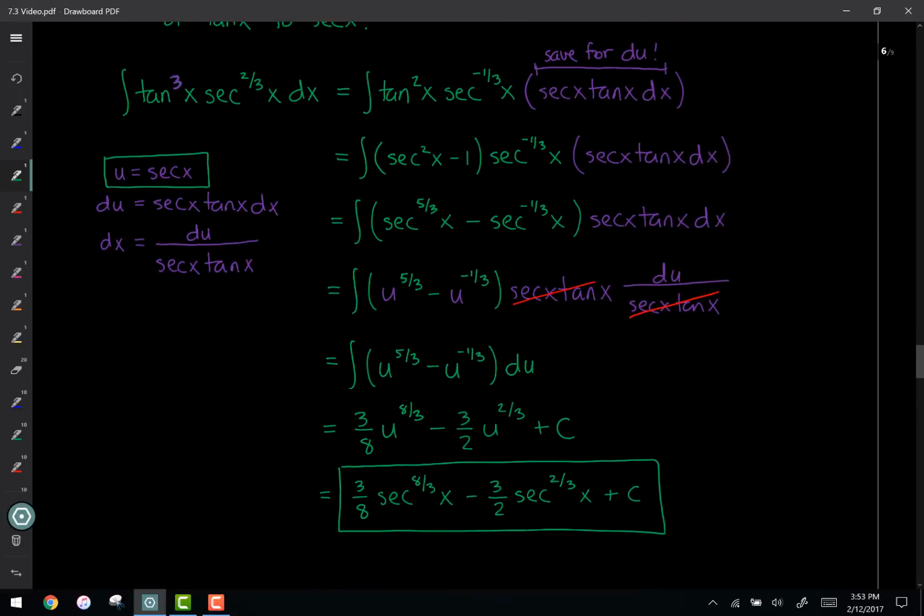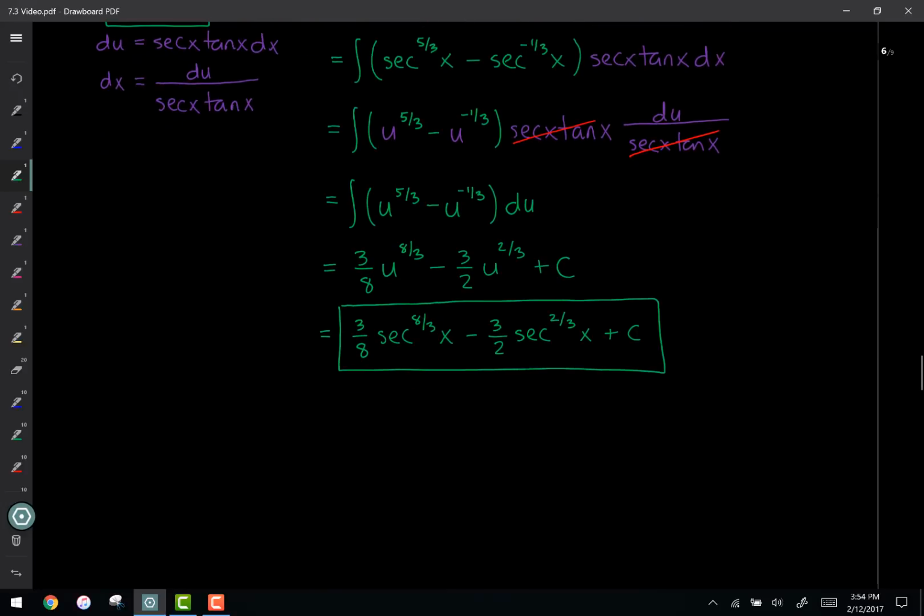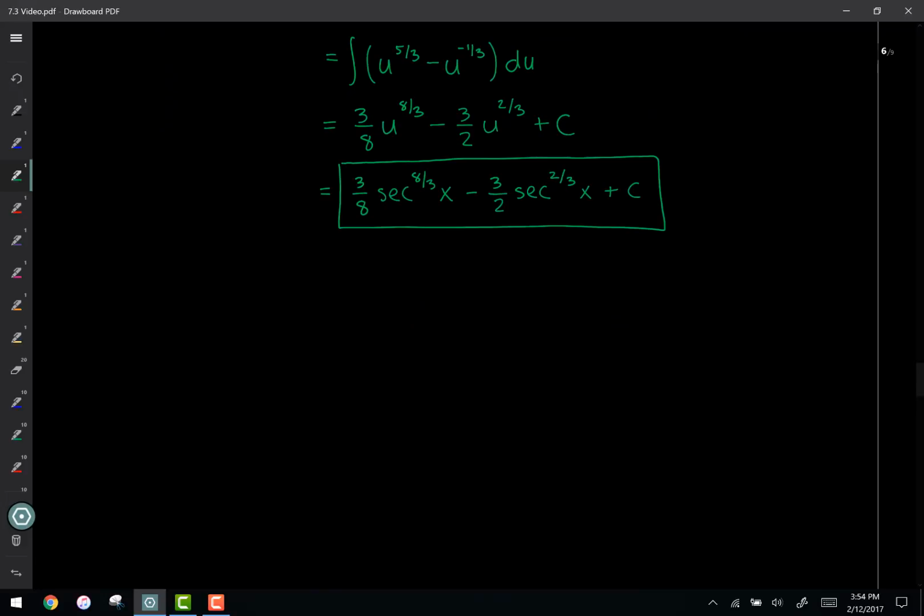Okay, bam, there you go. So that's the process for if you have an odd power of tangent. Okay, so there's another case, and we'll do one of them in class.